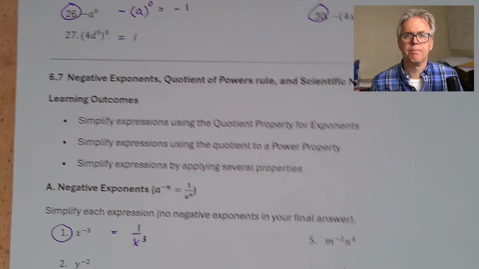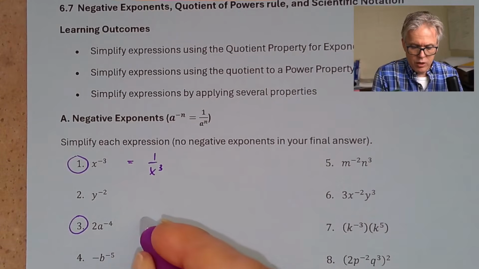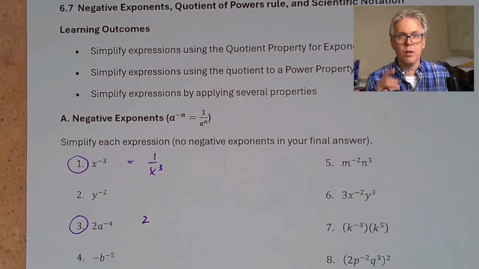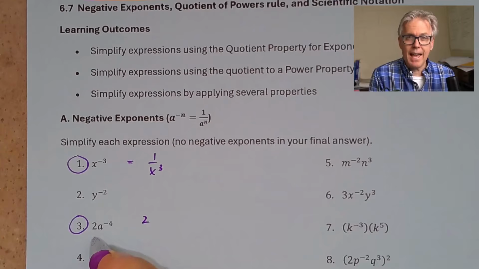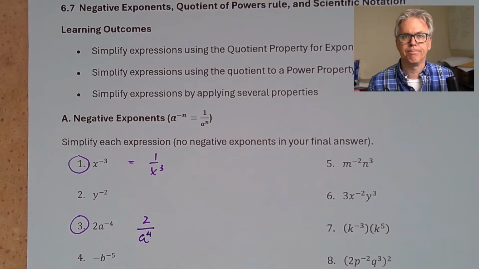What about number 3? Number 3, we have 2a to the negative 4th. This is just going to be 2. Now, the question I always ask is, what is being raised to the negative exponent? In this case, just the a. So the a is the only thing that moves to the bottom.